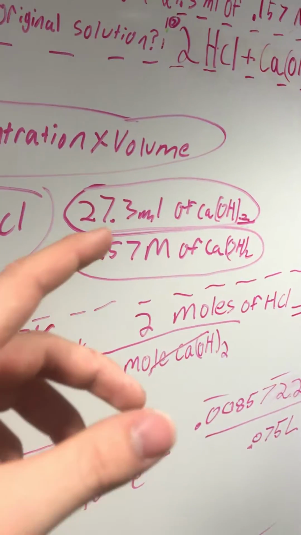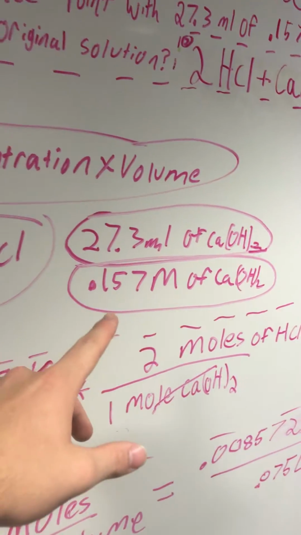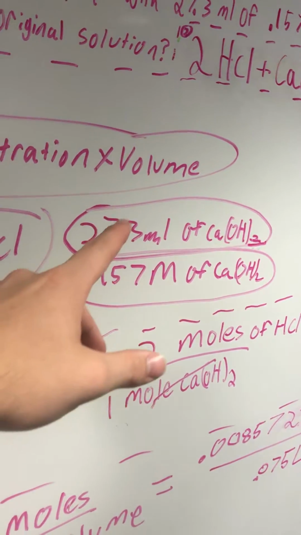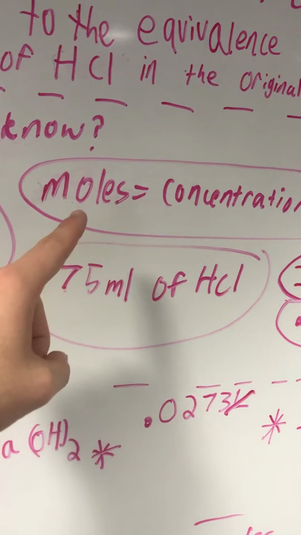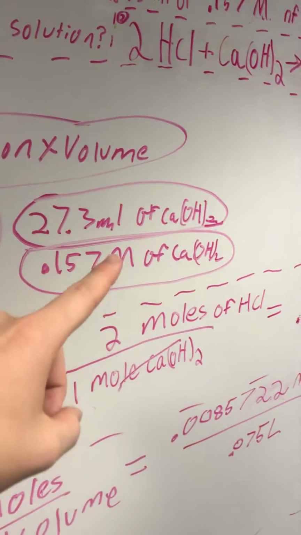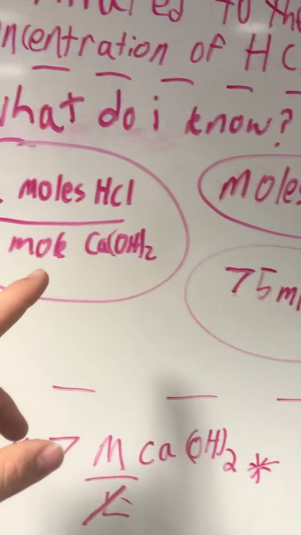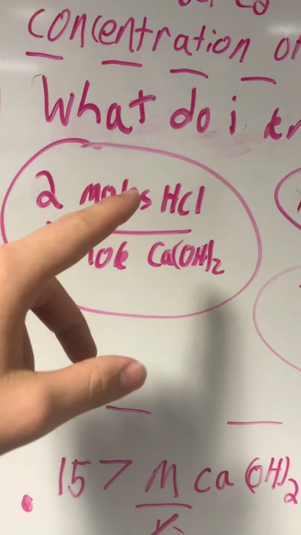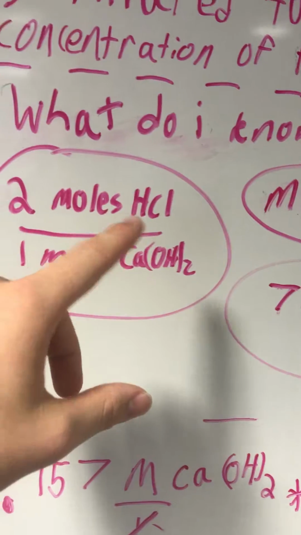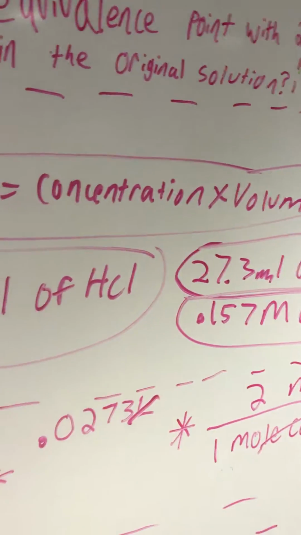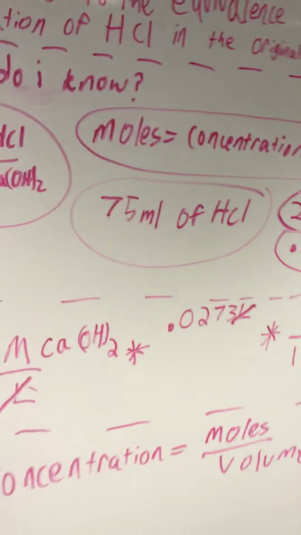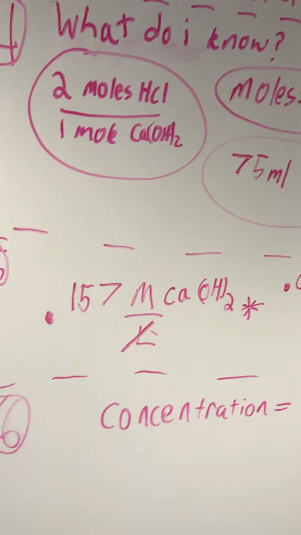Do you see, can you make a connection here? We're going to use this molarity and this volume, plug them into this formula, and find the moles. Once we find the moles of Ca(OH)2, it's child's play to change that into moles of HCl, and then you can use the resulting answer to find the concentration. I know that sounds like a lot, but it's really quite simple.